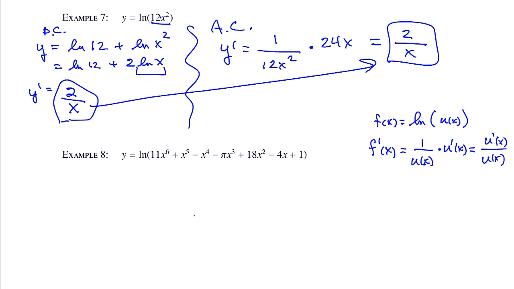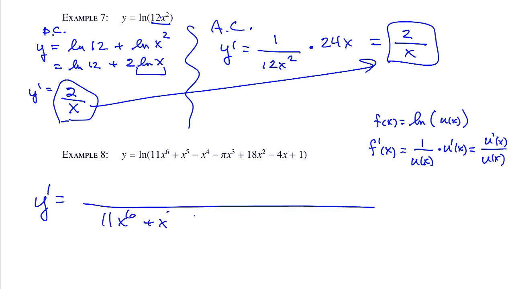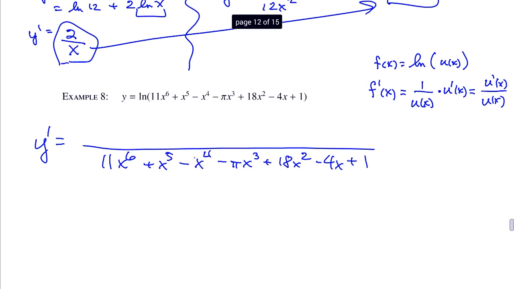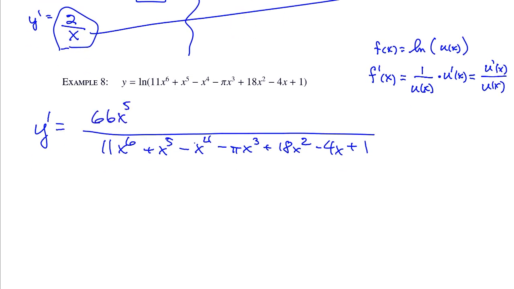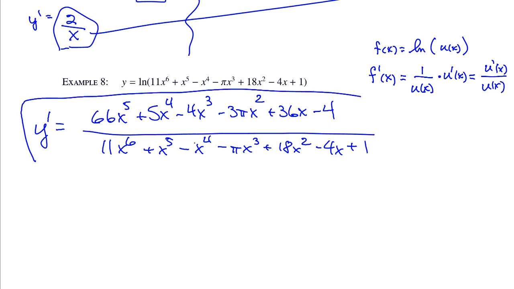You want the derivative of y equals the natural log of all of that stuff right there. So this is going to be y prime of, and the inside of the log goes to the bottom right away. And then what goes in the numerator? The derivative of the bottom. Isn't that great? I knew you'd like it. Okay, so we got 6x to the fifth plus 5x to the fourth minus 4x cubed minus 3 pi x squared plus 36x minus 4. Winner, winner, chicken dinner. There it is.